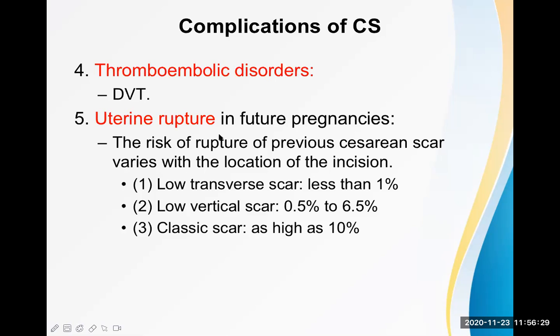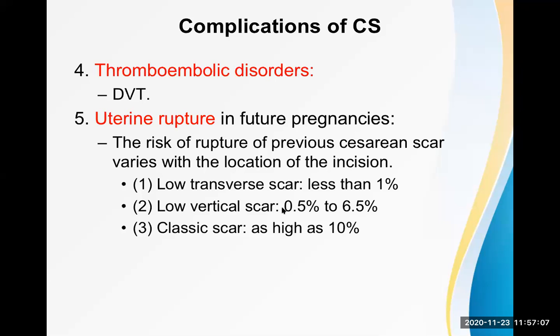Another complication is uterine rupture in future pregnancy, because there is a scar in the uterus now, and the risk of rupture of a previous cesarean scar varies with the location of the incision. Now see here, if there is a low transverse scar, the rupture chance is less than 1%. If there is a low vertical scar, which is not commonly given, but if the surgeon has given it, 0.5 to 6.5%. But if there is a classical scar, it is as high as 10%.